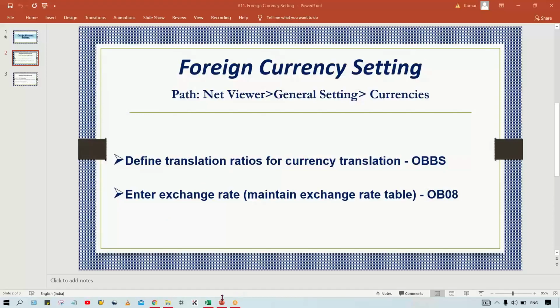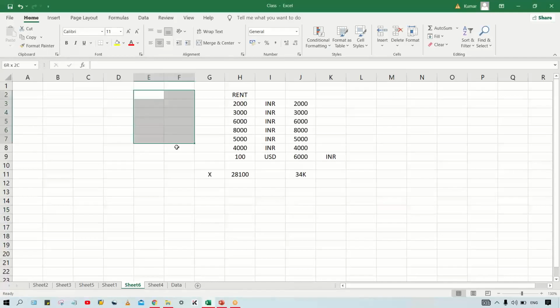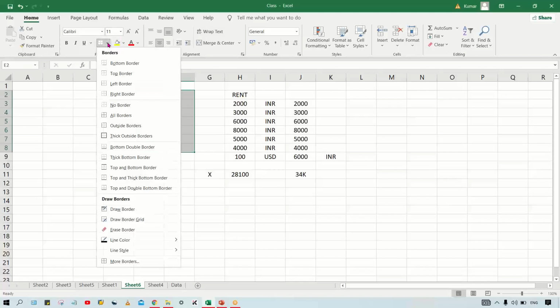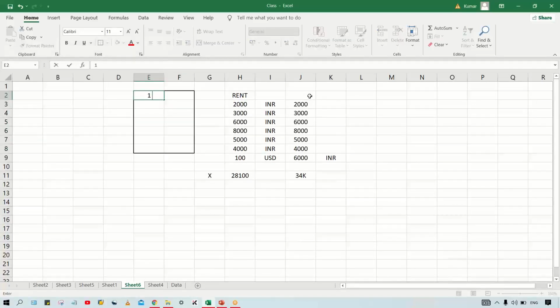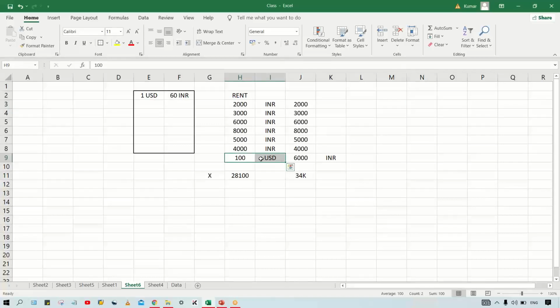First of all, what is happening, guys? There will be an exchange rate table where we are going to maintain the rates. Let's suppose one USD equals 69. How will SAP come to know? Somewhere we are going to specify this rate. And once you post a transaction in foreign currency, let's suppose I'm going to post a transaction in foreign currency, this one. So while posting a transaction in foreign currency, what is happening, guys?